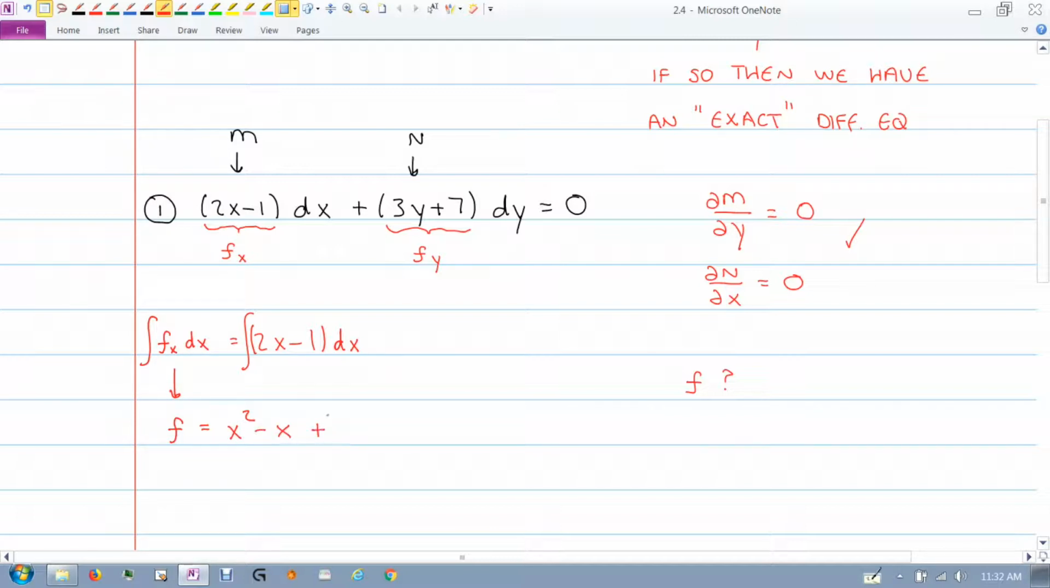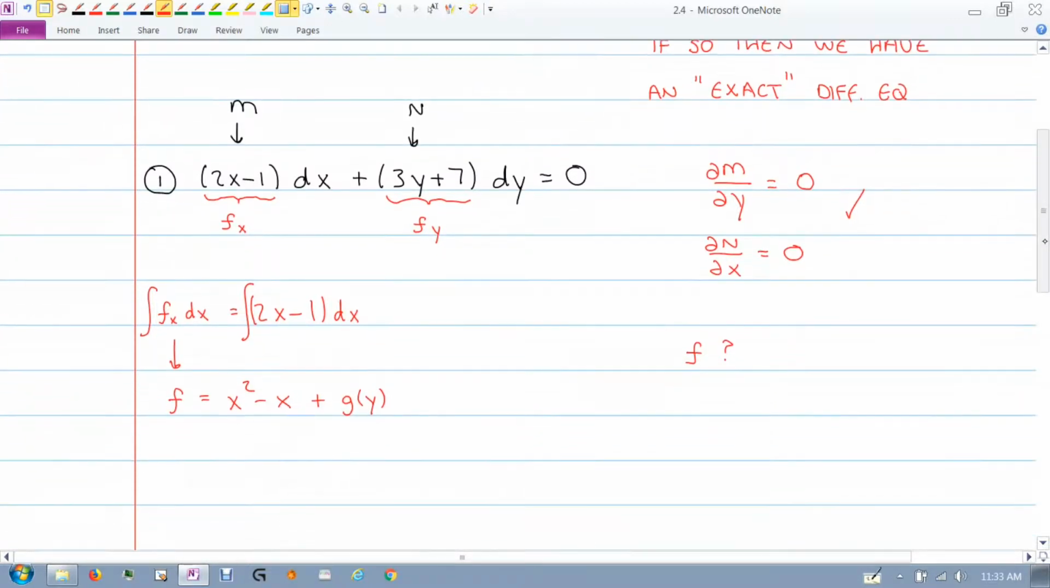Now normally we put some constant, but it is possible that what we get here has y's in it, or constants, so that when we took the derivative of this thing with respect to x, this whole thing here would have gone to 0, and it doesn't appear in here. So at this point, we always have to account for the possibility that it could contain y's in it. So we know right now that little f is at a minimum x squared minus x plus something that possibly has y's in it.